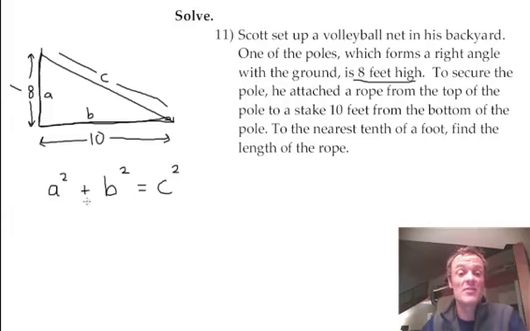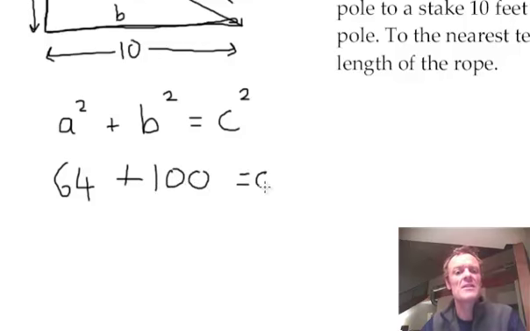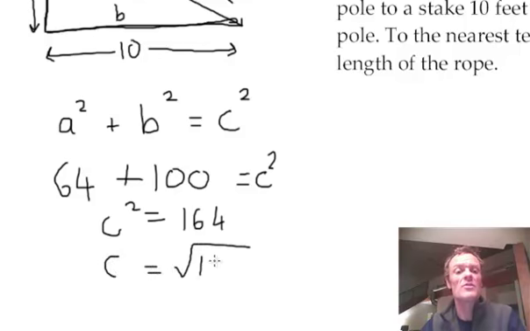That's just Pythagoras' theorem. Not actually as hard as the last question, because a squared is 64, 8 times 8. B squared is 100, 10 times 10. And that is c squared, so c squared is 164. Again, square root both sides to get to c. C equals the square root of 164.